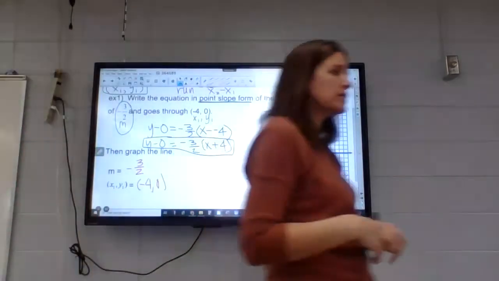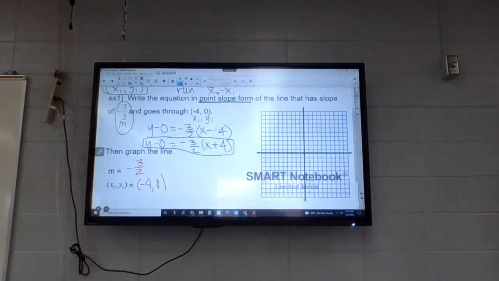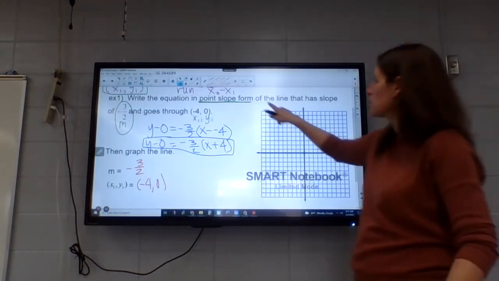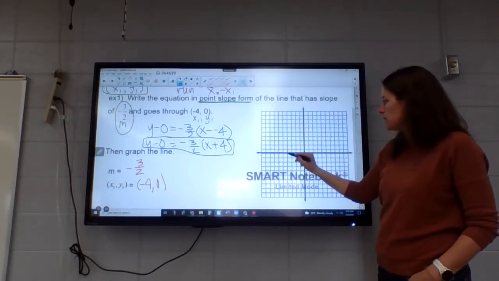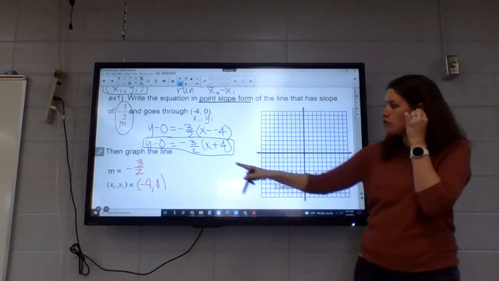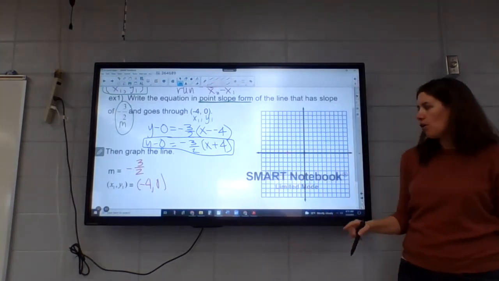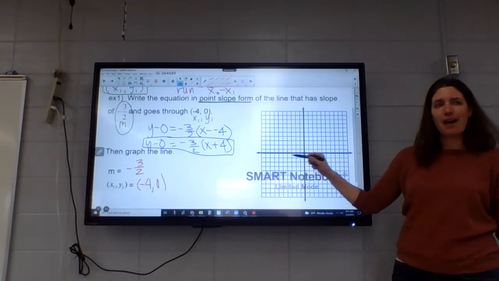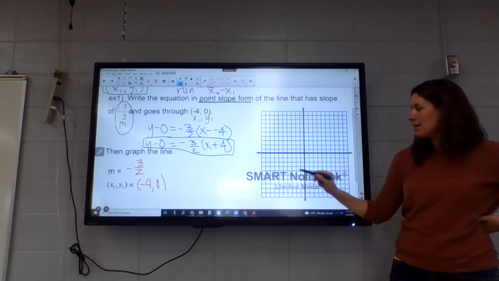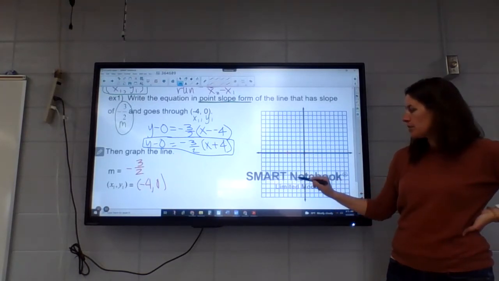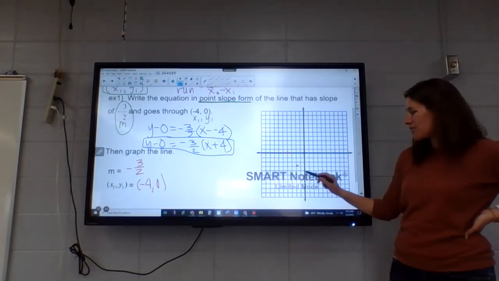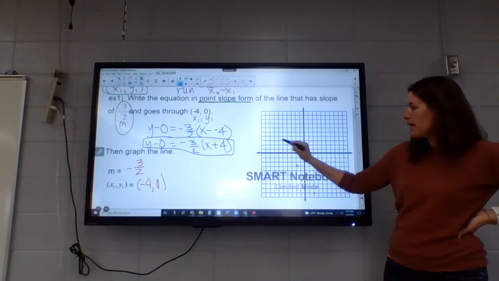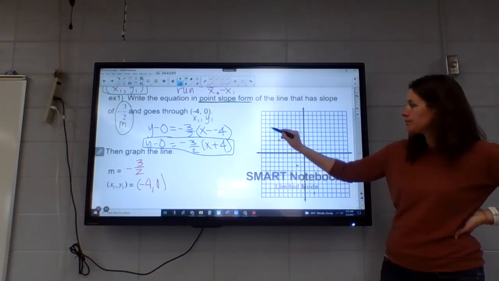Now -4, 0 is on where in the graph? Yep, the x-axis. It's going to be on the x-axis. Very good. So -4, 0 is here. And then I'm going to do my slope of down 3 and over 2 from that spot. Kind of weird to start from a different spot, but down 3 over 2, down 3 over 2, down 3 over 2. I can actually tell what my b would be then. Up 3, back 2.